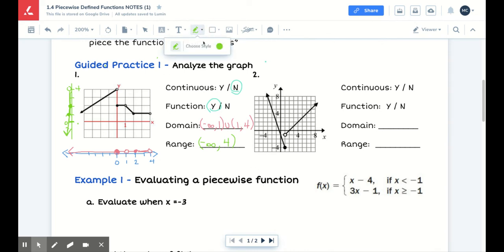So the second example that we have here, oh, these are guided practice problems. Anyhow, so go ahead and do those guided practice problems. You're going to pause the video here, and then you can come back and see how you did on it.